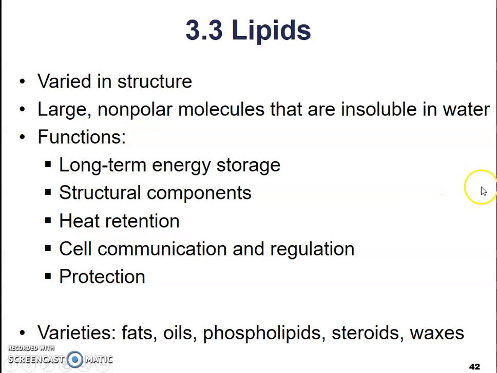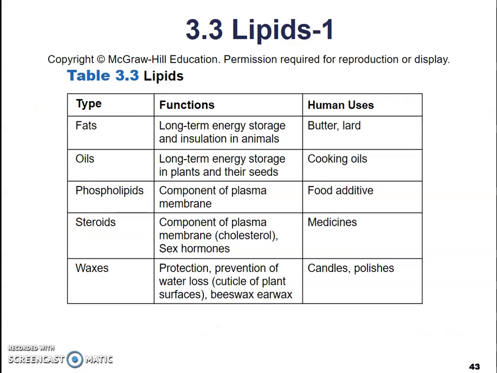Lipids are used in long-term storage, structural components, heat retention, cell communication and regulation, and protection. There are several different types of lipids. They are fats, oils, phospholipids, steroids, and waxes. Here's a table listing the type of lipid, the function, and the uses that humans have for them.